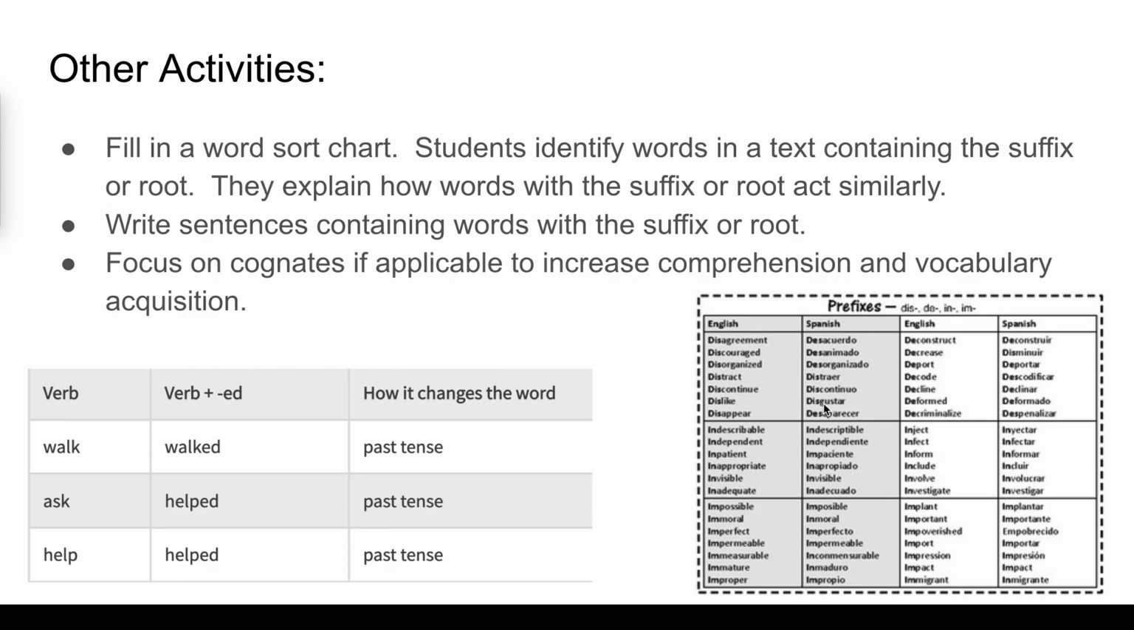So if a student can identify that dis has the same meaning in Spanish and English, then they can start to apply it when they're reading words in English because it's something they're already familiar with from their native language. So teaching these cognates really increases the speed at which they can acquire language.